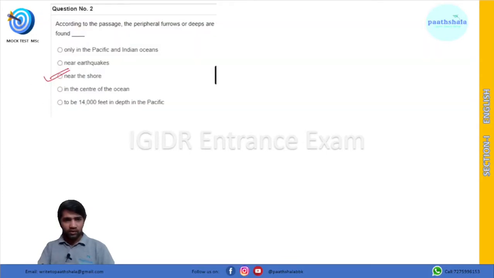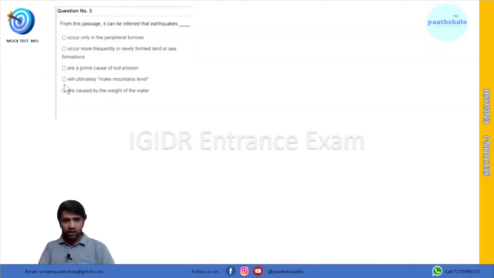So here our option will be occurs more frequently in the newly formed land or the sea formation. This will be our option. Now let's move to the next question.